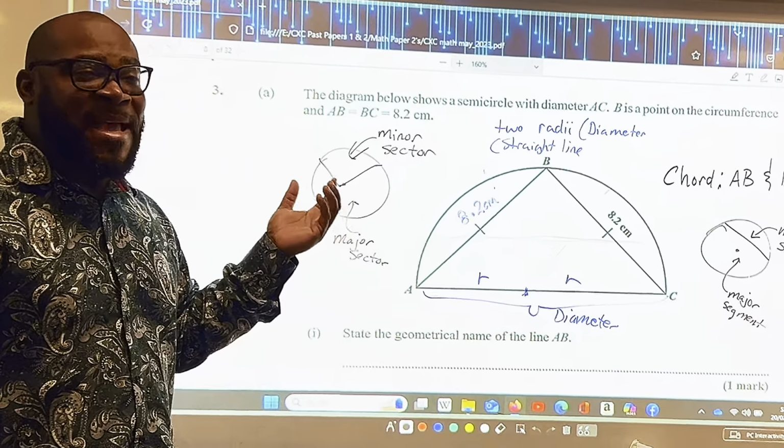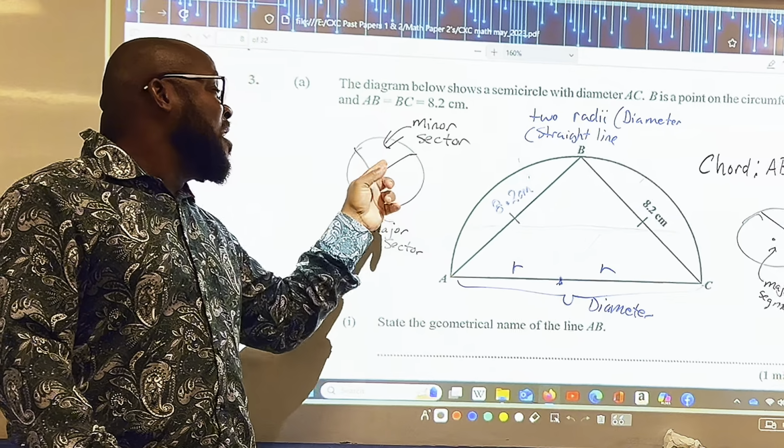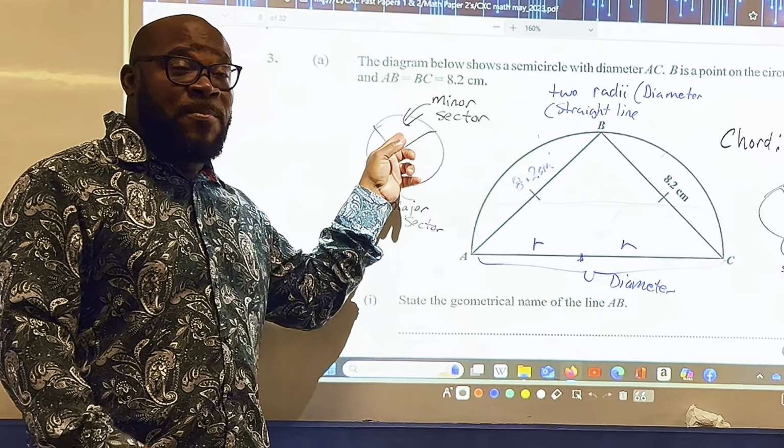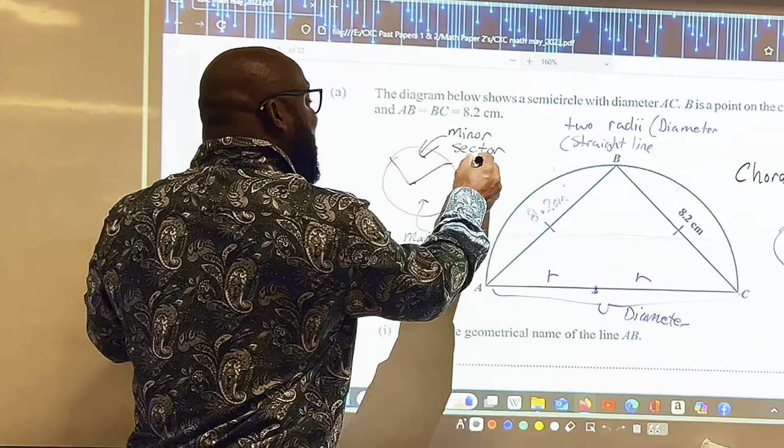You've got a big Pac-Man slice, or you've got the slice that they give you at Domino's. How much is a pizza at Domino's? Well, a $5 slice of pizza. You understand? So sectors are like slices. Remember that, write those words.